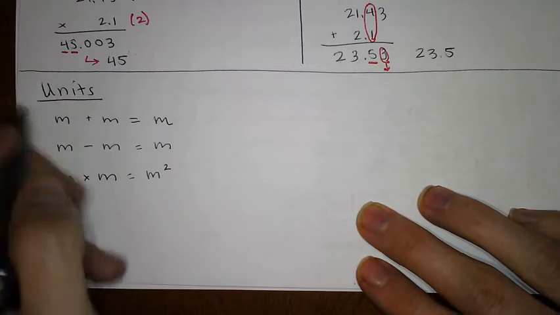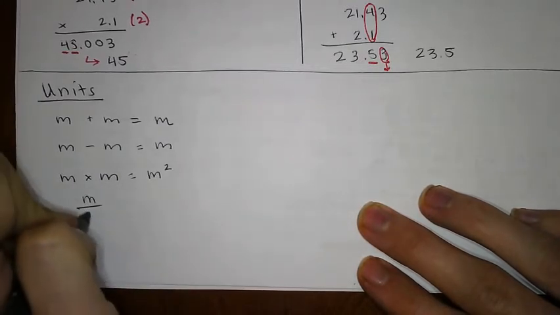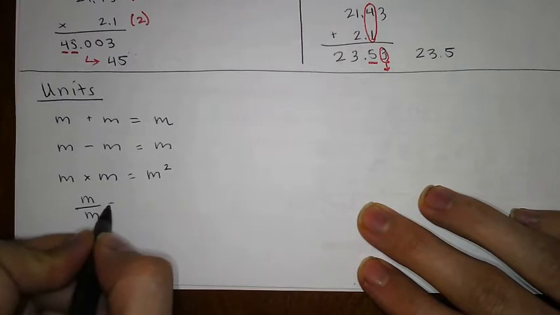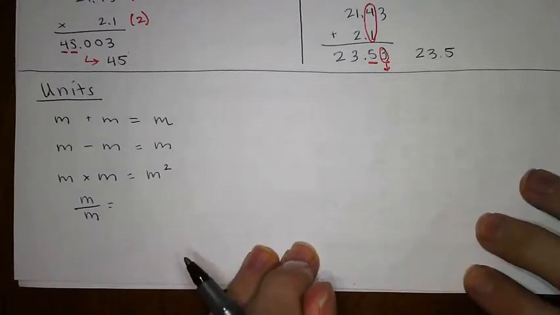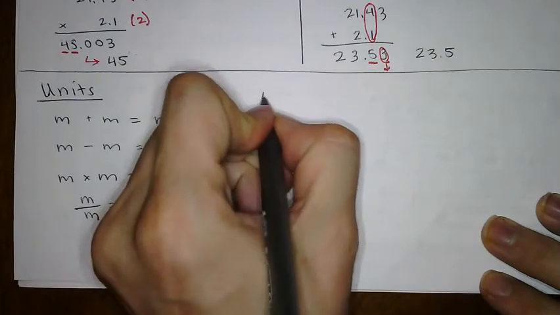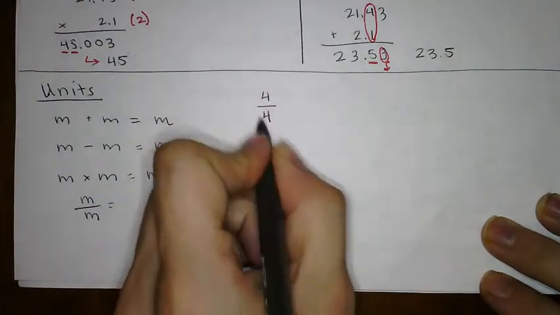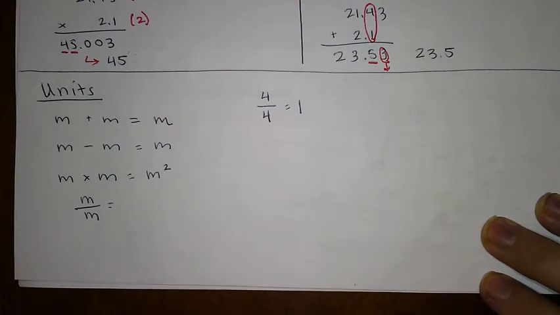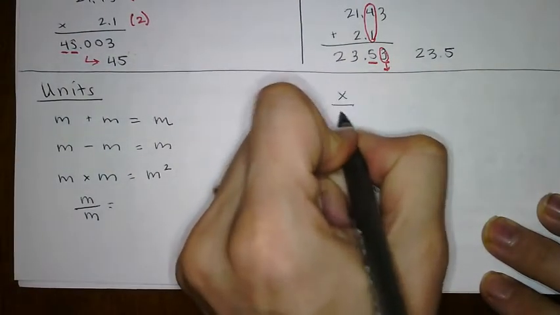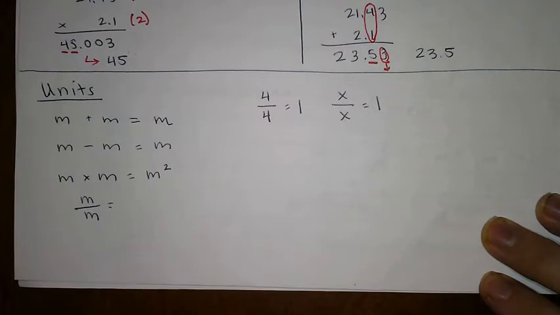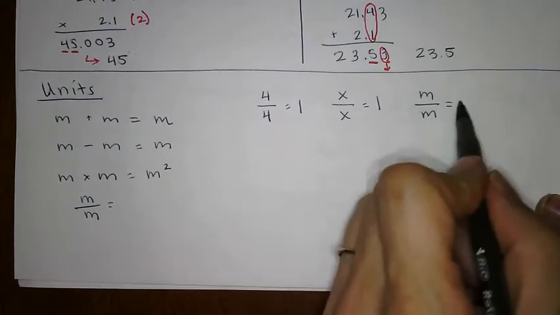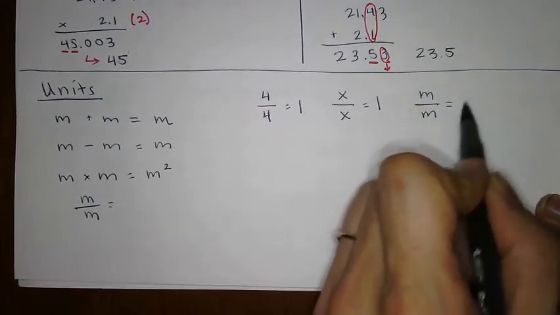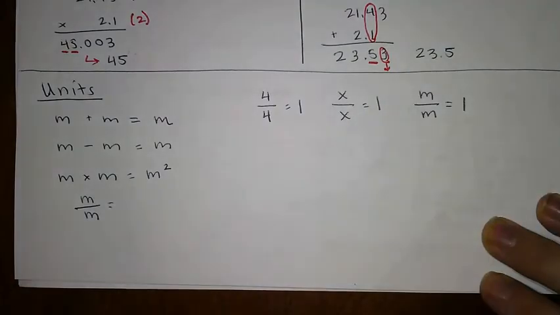This, for some reason, is where everyone gets lost. Meters divided by meters. And I can't tell you how many people say meters or 0. And then I get sad. Let's think about this mathematically, please. 4 divided by 4. How many times does 4 go into 4? 1 time. Yay. Similarly, x divided by x, still 1. Meters divided by meters. I still get people that say meters. No, it's not meters. It's 1.